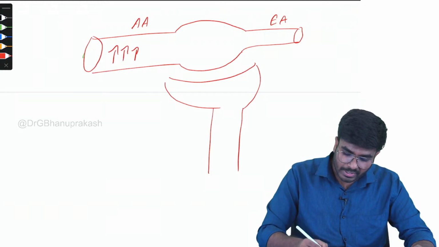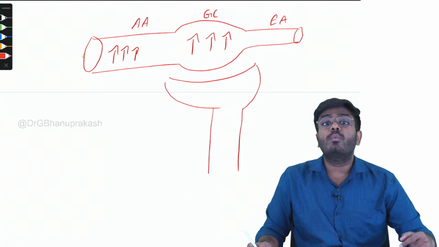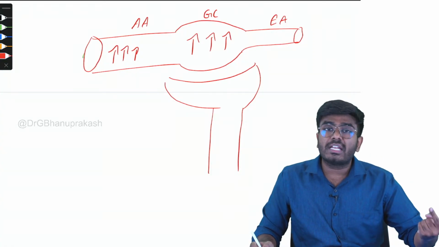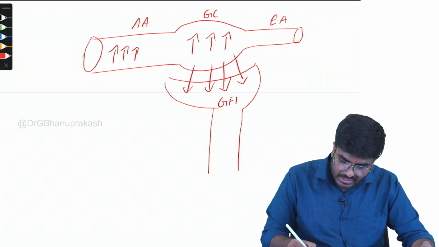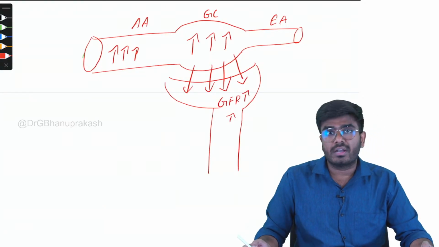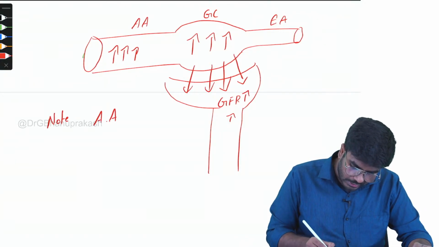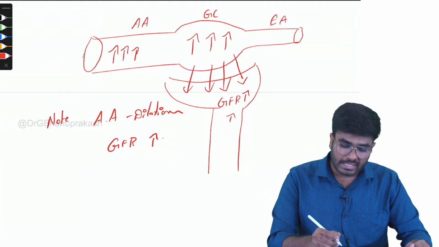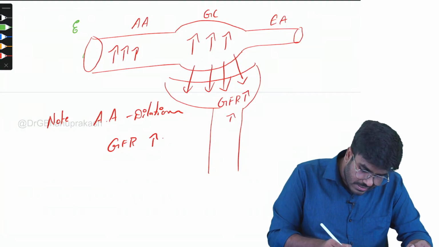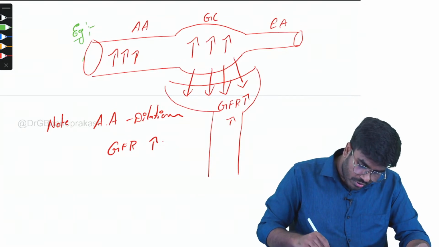If more blood is coming, more blood will be there in the glomerular capillaries. More blood is there means more hydrostatic pressure. If more hydrostatic pressure, what will happen? Automatically GFR increases tremendously. So note, with afferent arteriolar dilation, GFR increases. Now my question is, what are the substances which will cause afferent arteriolar dilation? Anyone? It is the prostaglandins.